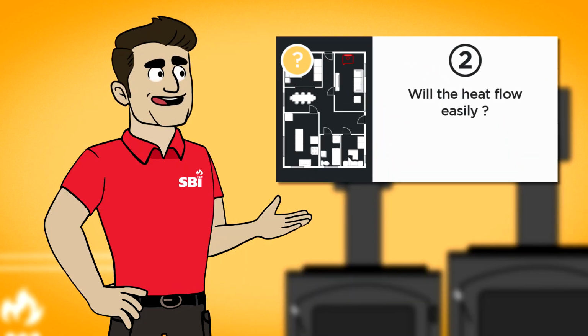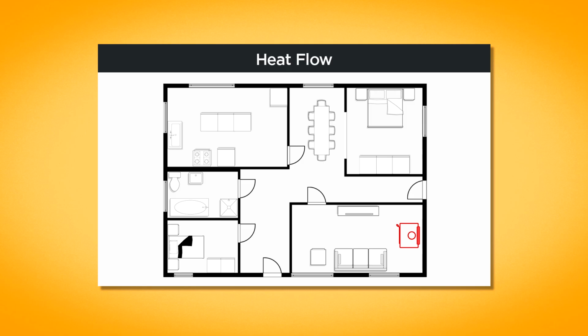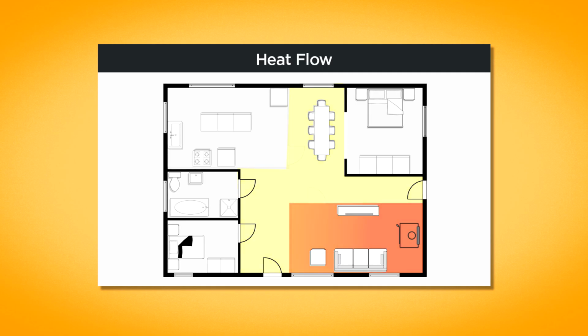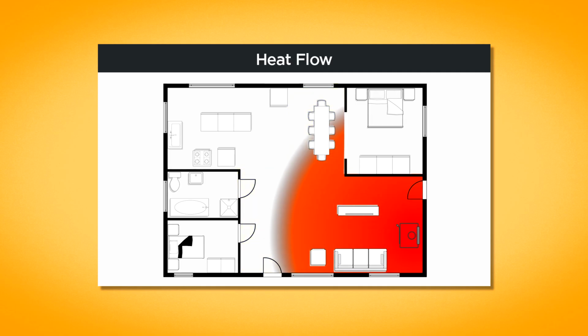Will the heat flow easily? A space with many dividing walls will be more difficult to heat because it is more complex to distribute the heat evenly. Open areas and rooms near the wood stove will be easiest to heat.